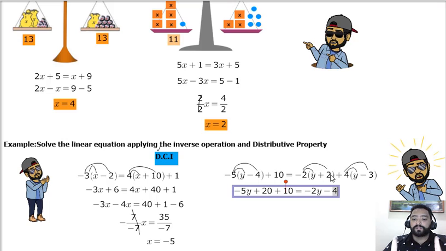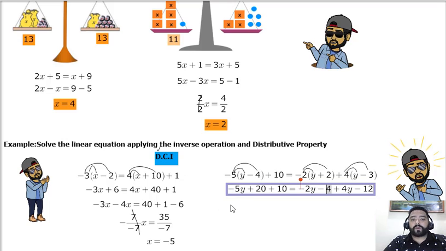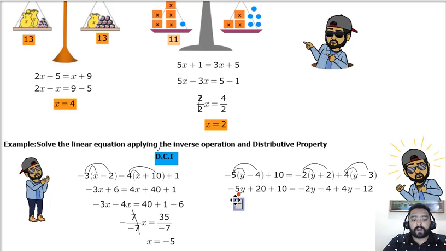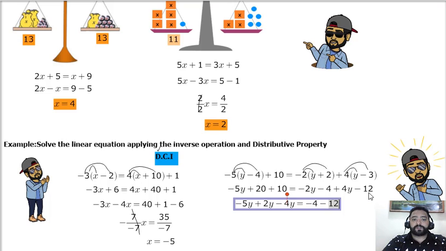Be careful with the integer rules. 4 times y is going to be 4y, and 4 times negative 3 is going to be negative 12. We already finished with the distributive, now we are going to combine. The negative 5y, we only copy here. The negative 2y, we move as a positive 2y. And then we have 4y, so we are going to move it as a positive 4y, equal, we copy this negative 4, this negative 12, and now the transpositions: positive 20, negative 20, positive 10, negative 10.